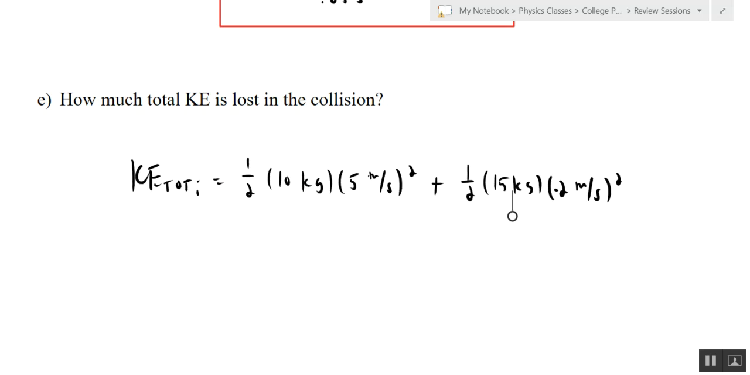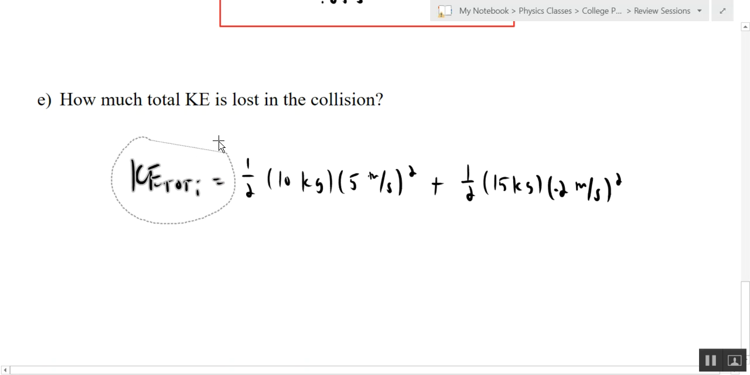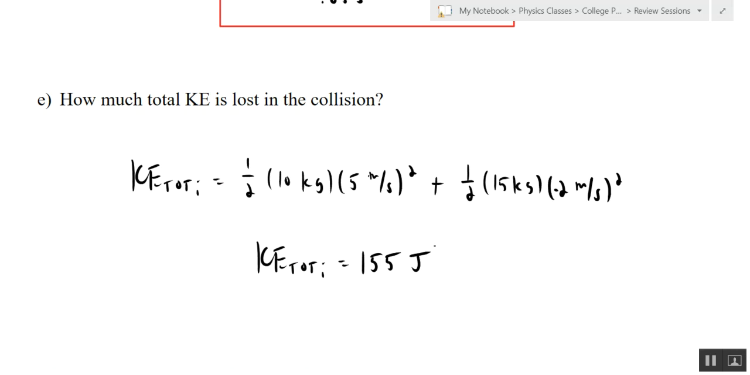Yeah, 30. Yeah, 125, right? And then 125 plus 30, so this gives you 155 when you add that up. So that's the total kinetic energy for both of them. The first one has 125, the second one is 30, gives you 155.